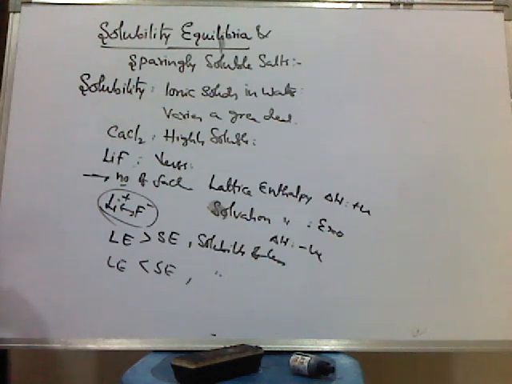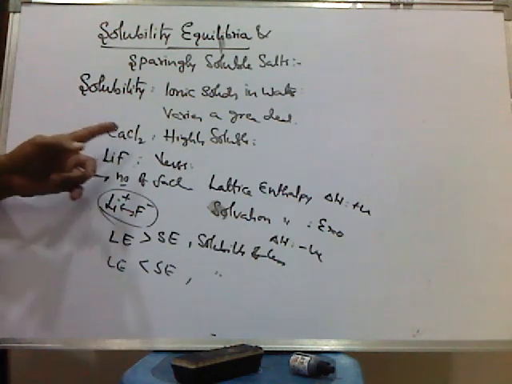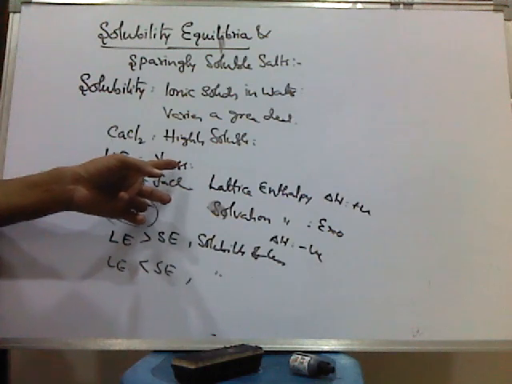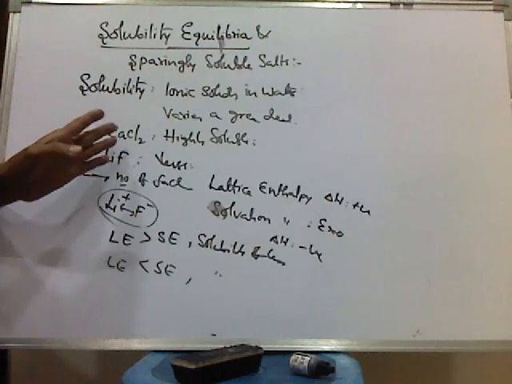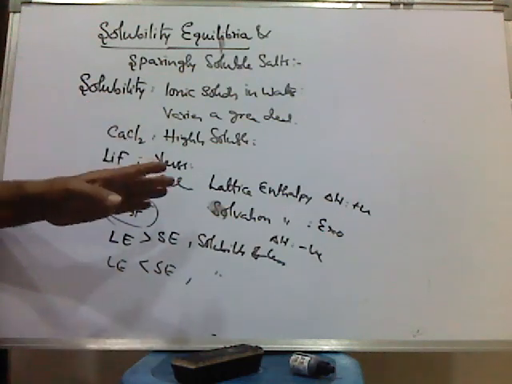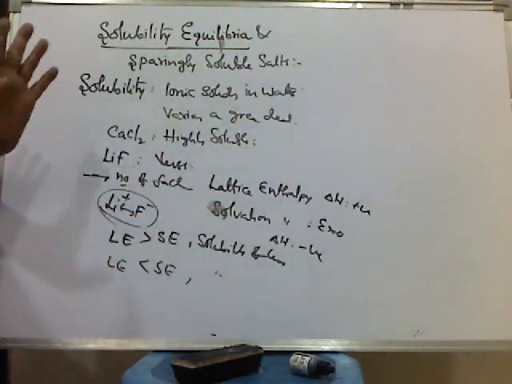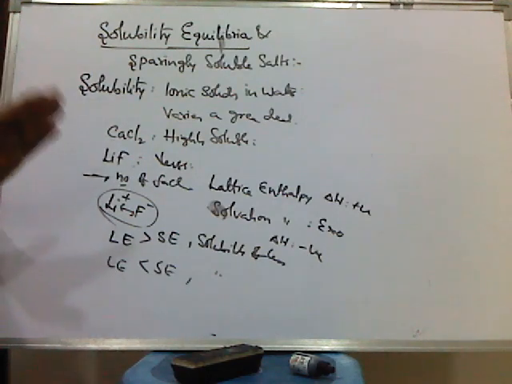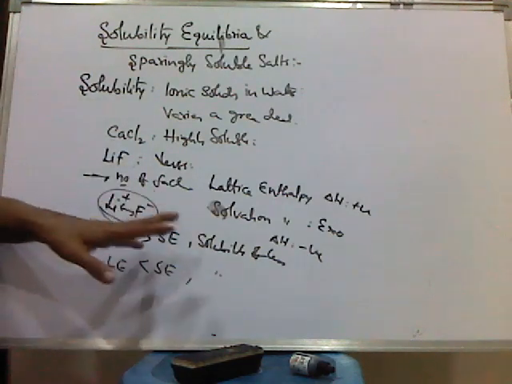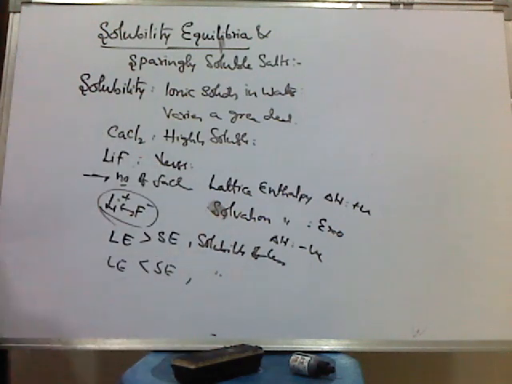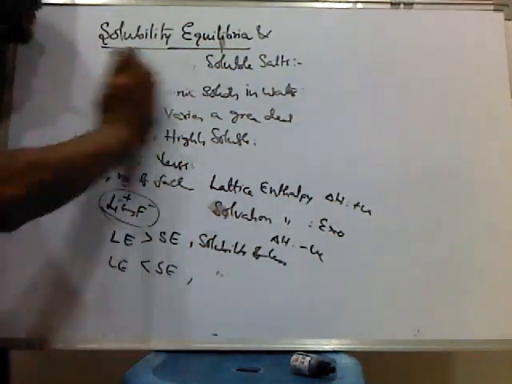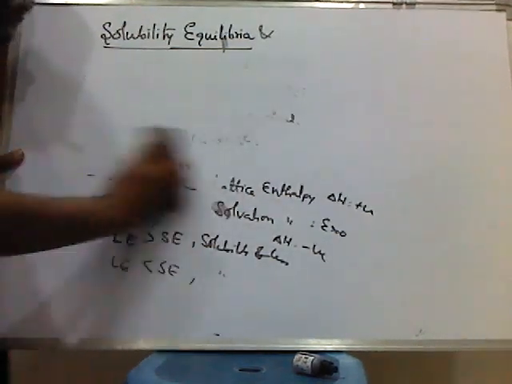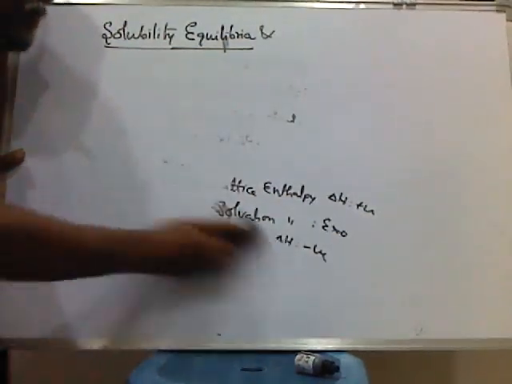Lattice enthalpy is defined as the energy that must be supplied to 1 mole of an ionic solid in order to separate it into gaseous ions. So if lattice enthalpy is greater than solvation enthalpy, the solubility of that solid in water is very less. If lattice enthalpy is less than solvation enthalpy, the solubility of that solid in water is very high.